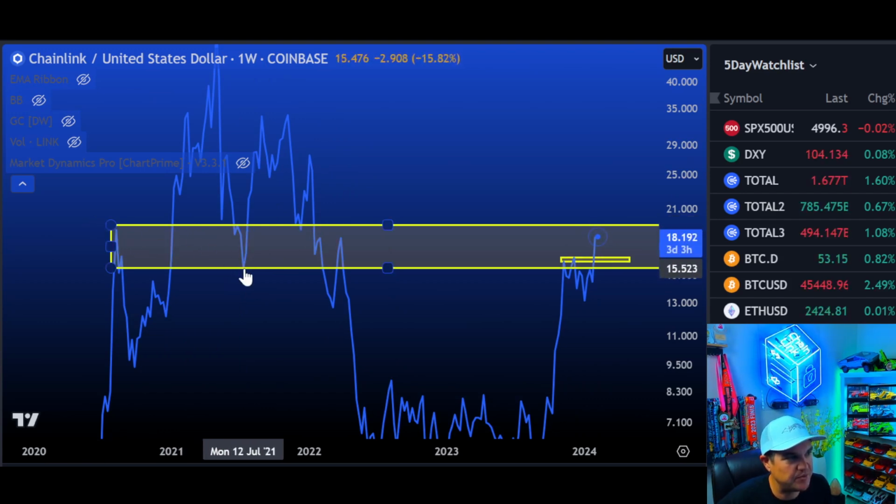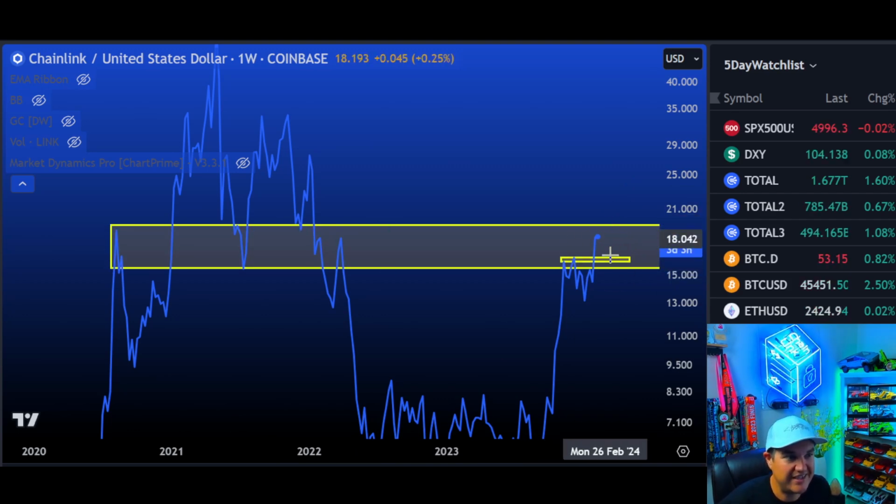Previous resistance becomes support, becomes resistance, fall down, resistance again. We're trying to flip this level back to support. Once we do that and establish this as a support zone again, which we're attempting to do now, could take a couple more weeks, then Chainlink's good to go.